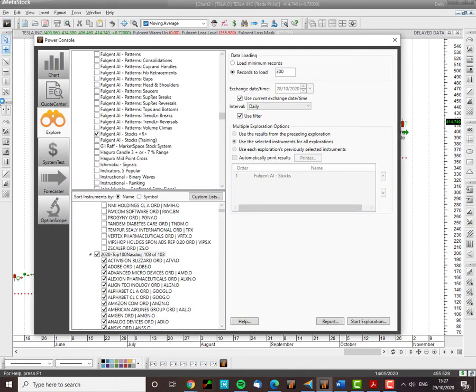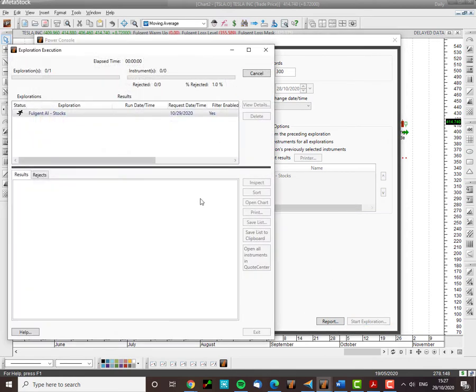I click on the Power Console and here I've got the Fulgent AI Expert Advisor. These are the AI algorithms that will find trading ideas based on artificial intelligence, entirely computer generated trade signals. I select the Nasdaq 100 constituents, start the exploration, and the artificial intelligence is now going to look at hundreds and hundreds of thousands of different combinations in terms of technical indicators, etc., and come back with the best trading opportunities from an AI perspective in the Nasdaq 100.